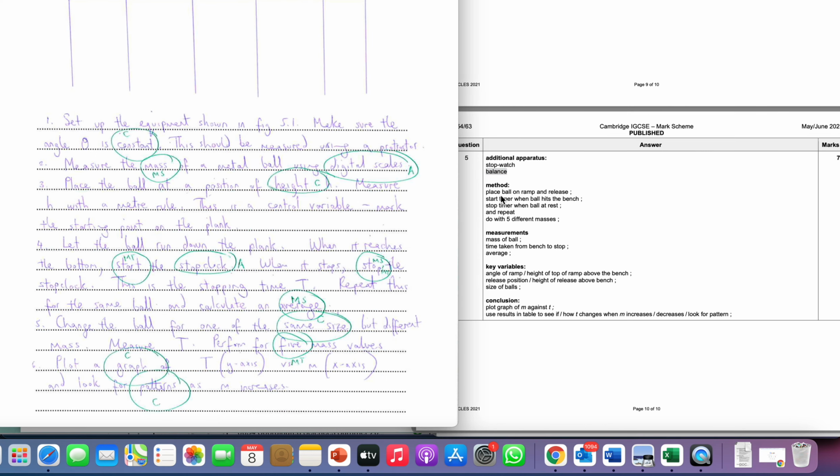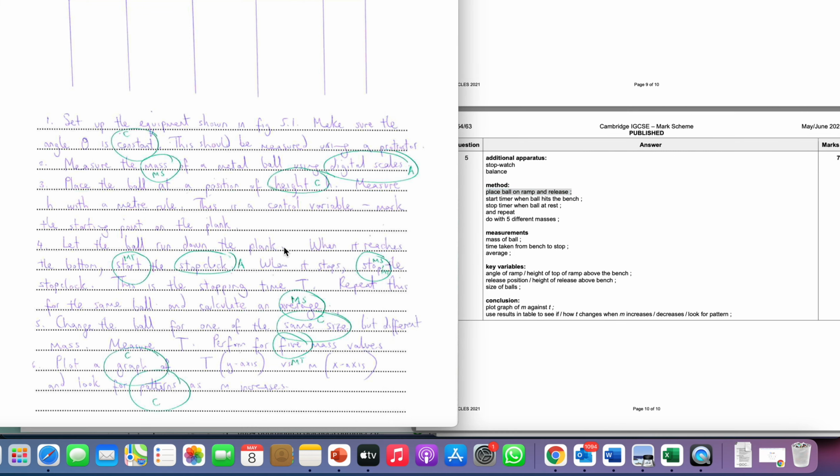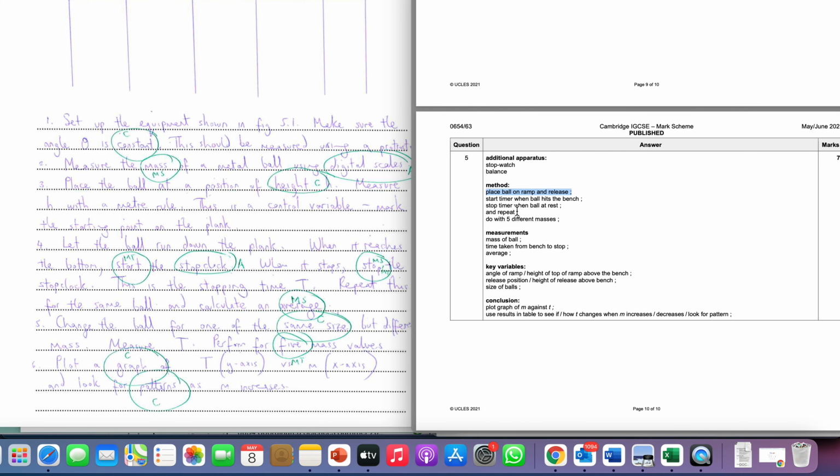We're then going to place the ball on the ramp and release it. A simple bit of the experiment that you might forget to write about. We're going to let the ball run down the plank, and when it reaches the bottom, we're going to start a stop clock. That's an additional piece of kit. When it stops, we're going to stop the stop clock, and this is the stopping time T. We're going to repeat this for the same ball and calculate the average. You notice we're going to repeat. There's a lot of marks there. Start the timer, stop the timer, and repeat. So it's 3 marks all in those couple of sentences.